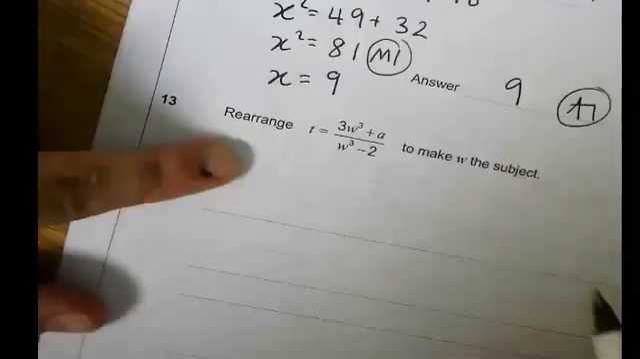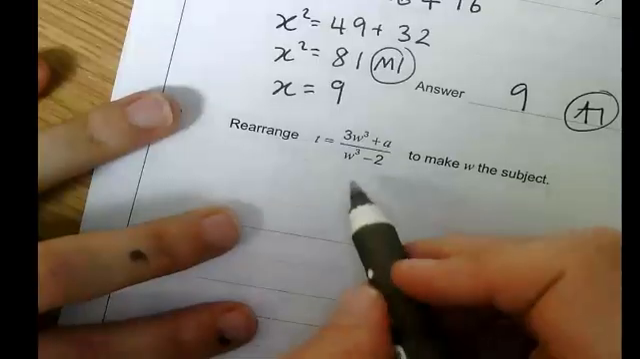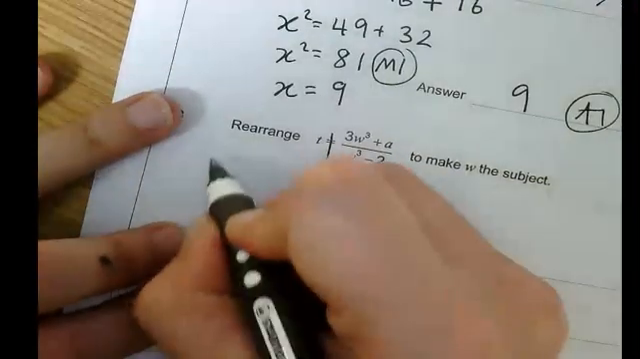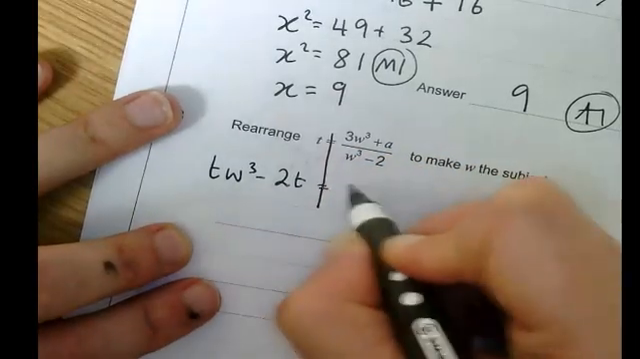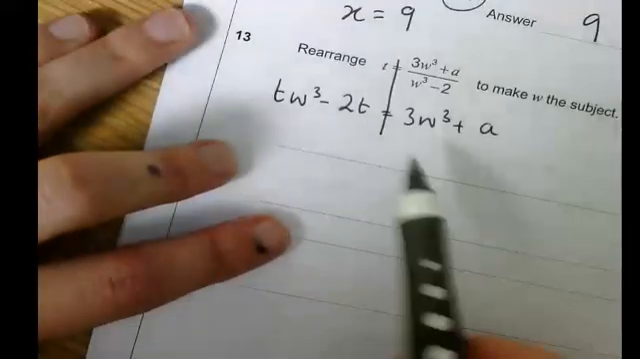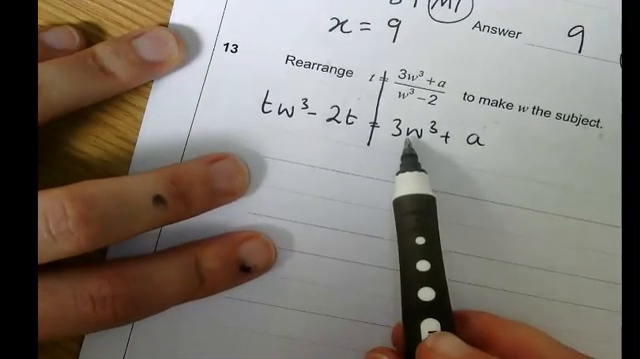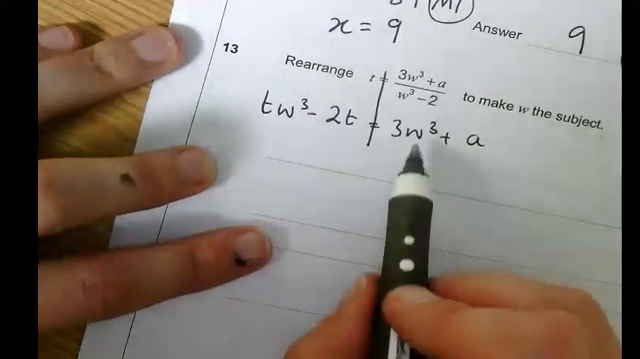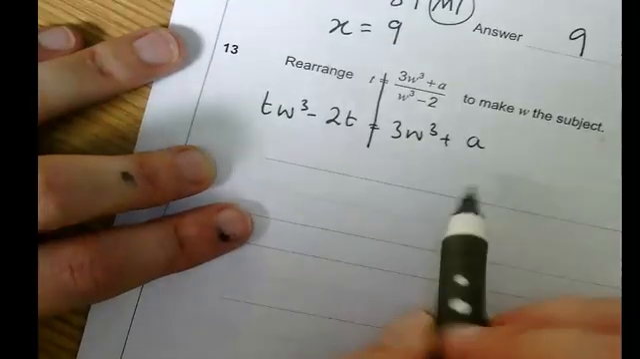13. Rearrange to make w the subject. I'm going to start by multiplying by the denominator. So that will leave me with tw cubed minus 2t is equal to 3w cubed plus a. I'm then going to try and get my w's onto one side and my non-w terms onto the other side. So I'm going to get my w's onto the left-hand side. Doesn't really matter, but that will just leave me with less negatives if I get w's on the left and non-w terms on the right.